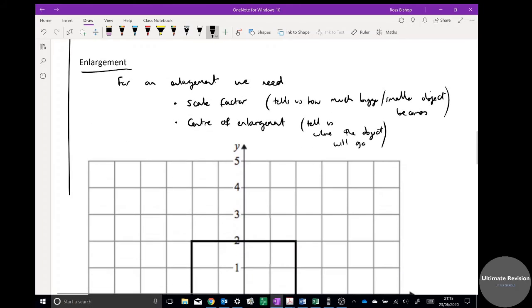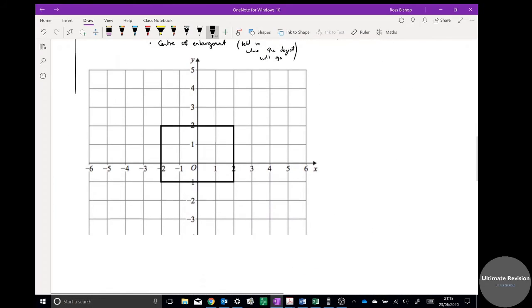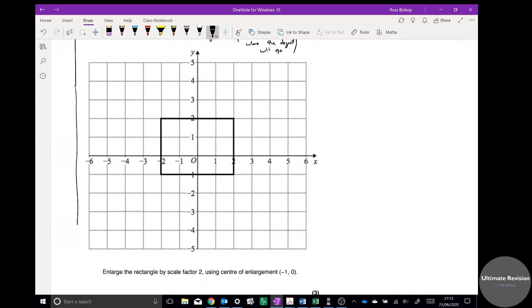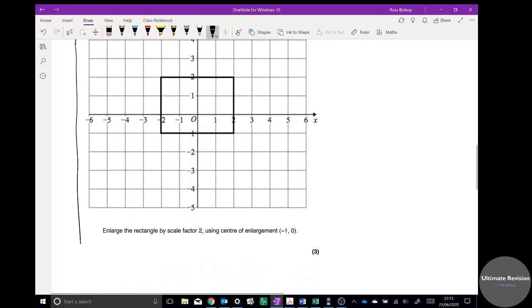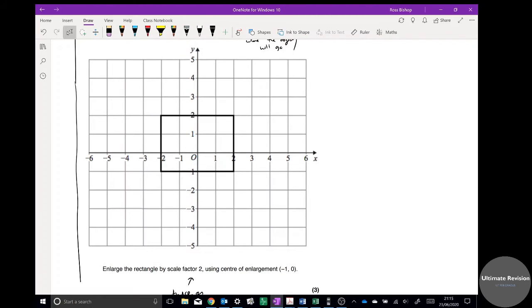Okay, so here we've got a question. It says, enlarge the rectangle by scale factor 2 using the center of enlargement. So I know that it's going to be twice as big because it's a scale factor of 2. If it didn't say using a center of enlargement, I could draw it anywhere I wanted. It's twice as big, so it's going to be 8 squares across, and then 6 squares up.